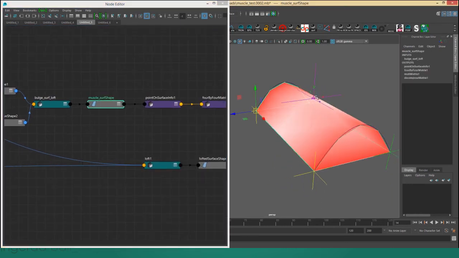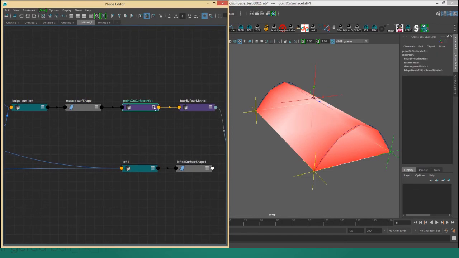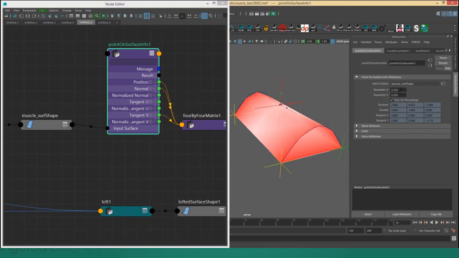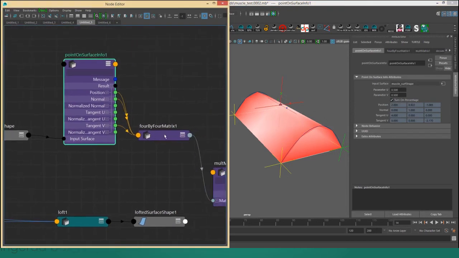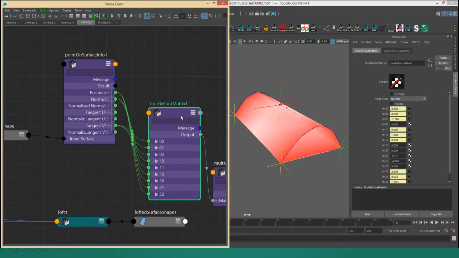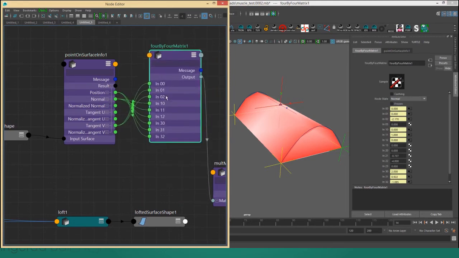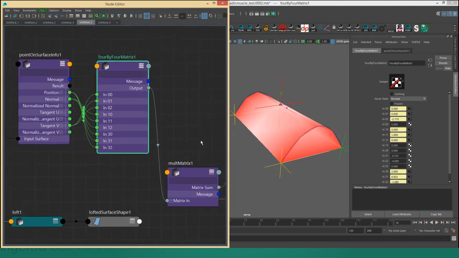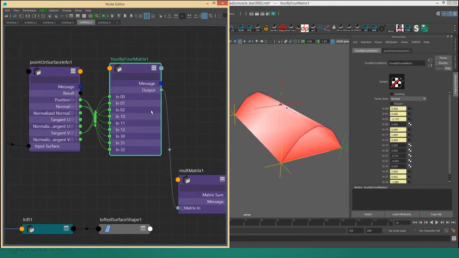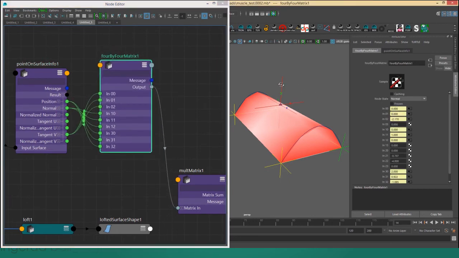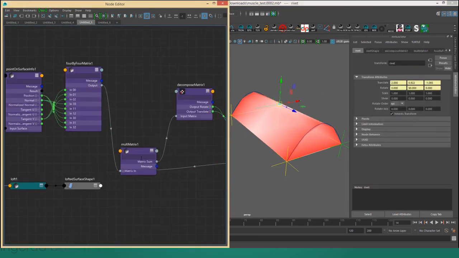In order to get the joint attached to the surface, I use a point on surface info node. Using the point on surface info node, I get the point on the middle by putting in 0.5 and 0.5 for the two parameters. And I take the position, normal vector, and tangent v vector and plug it into a 4x4 matrix. The 4x4 matrix basically takes these vectors and will be used to orient a locator along those vectors.